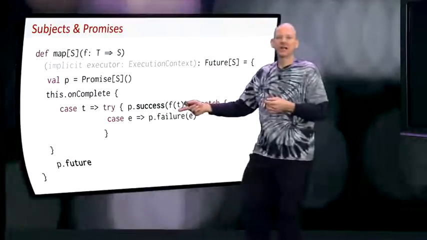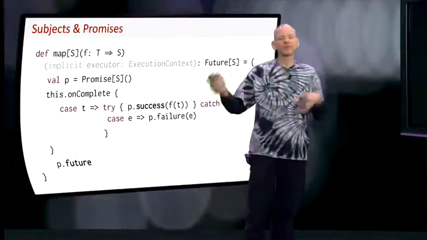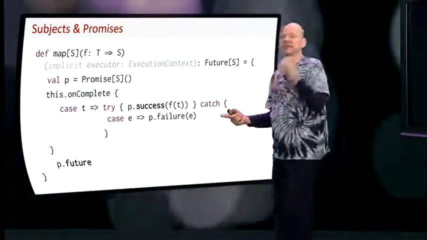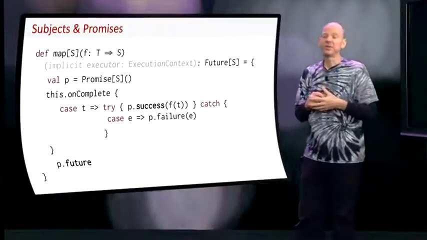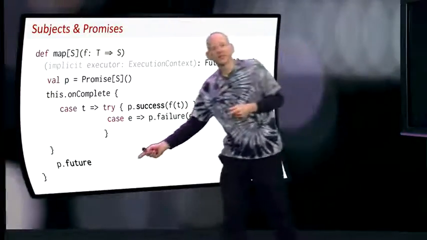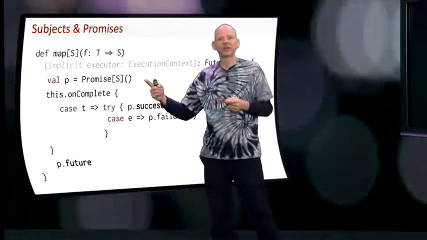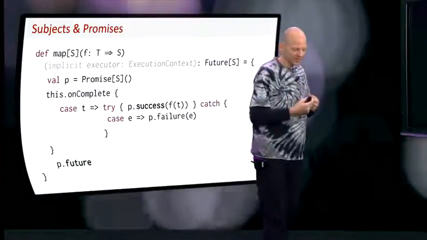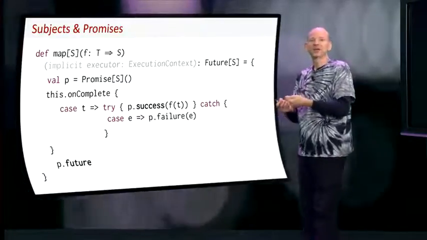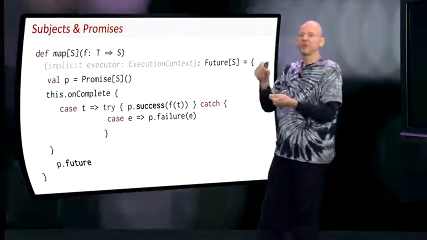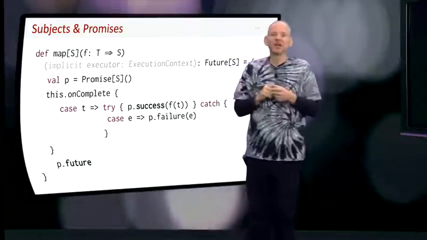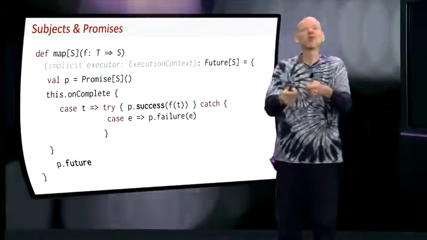If it completed successfully, we would call f. We had to wrap this in a try-catch because f can fail too. This is the thing that we didn't do when we implemented map for observables. We ignored error cases there. But then we return the future corresponding to a promise. So a promise is an object that has a future, all right? But there's no special interface to describe just the fact that you can set the future, or you can complete the future.